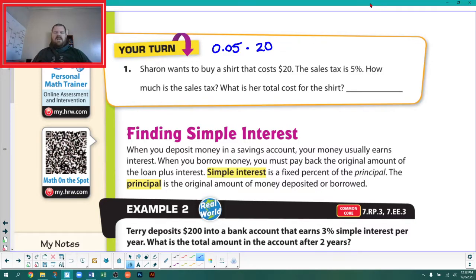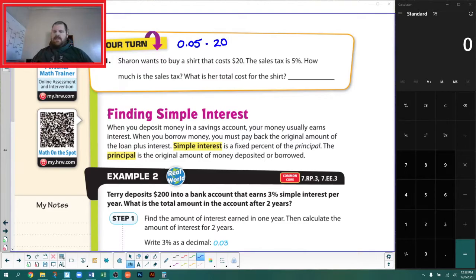And I should have had this set up. Let me get a calculator set up here. So now I've got us a calculator set up.